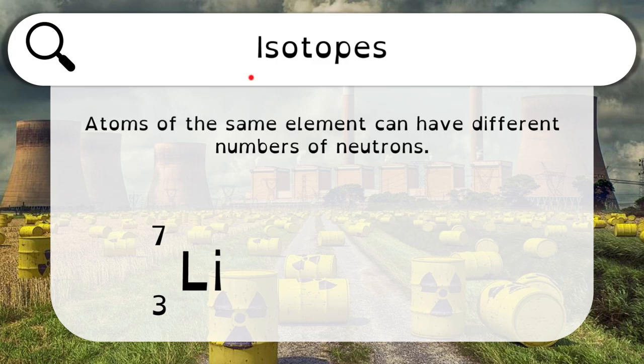So we've now got a new word that we need to be clear on, and that's isotopes. So we know that lithium, and all lithium, has 3 protons. However, atoms of the same element, so lithium in this case, can have a different number of neutrons. So in this example, we've got 4 neutrons because we've got 3 protons, 7 in the middle, 7 particles in total, so 4 of them must be neutrons.